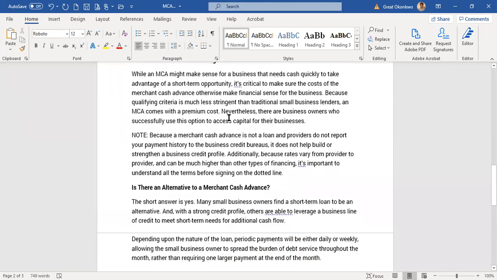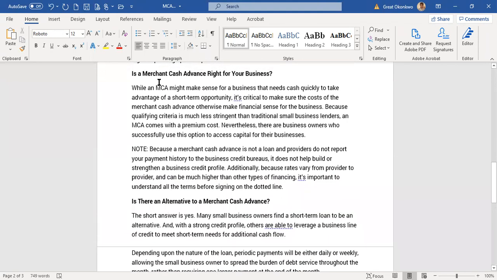The client has to know if an MCA is right for their business, right? While an MCA might make sense for a business that needs cash fast, that's the whole point: to take advantage of a short term. It's always a short term with an MCA. It is critical to make sure the cost of the merchant cash advance makes financial sense for the business. So we don't want you to bring businesses that wouldn't make financial sense.